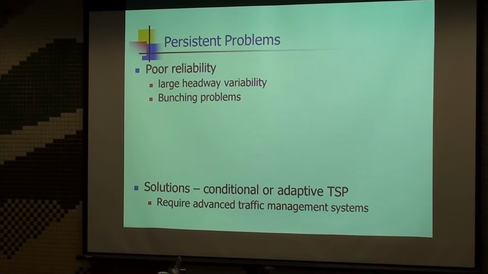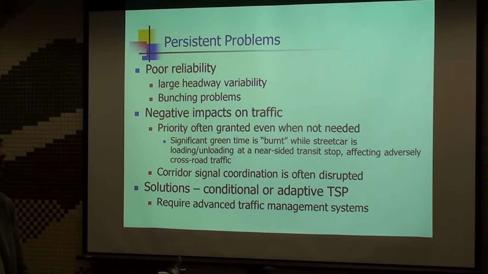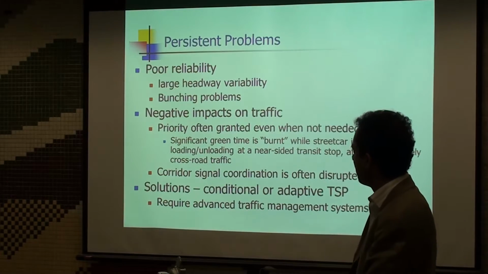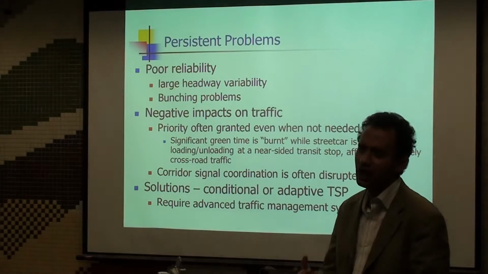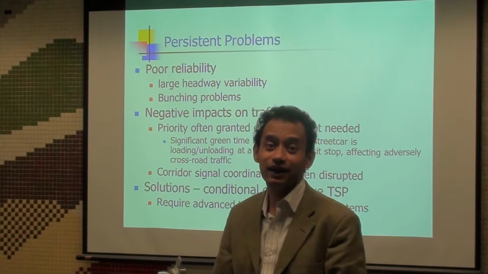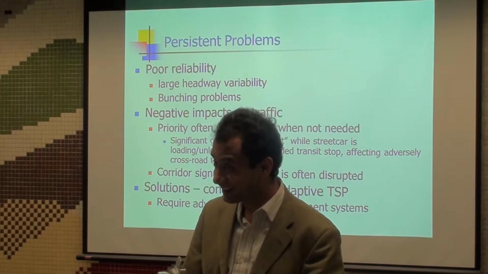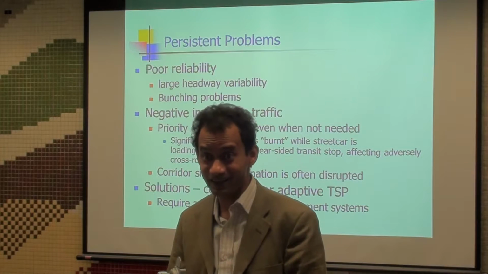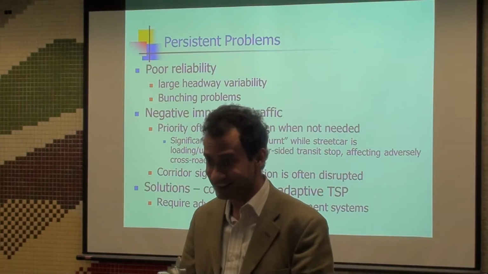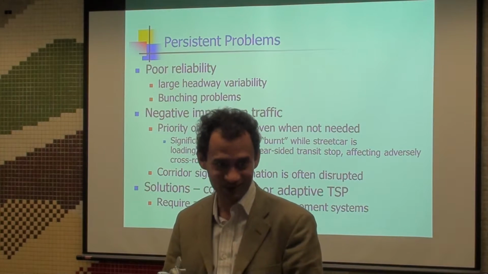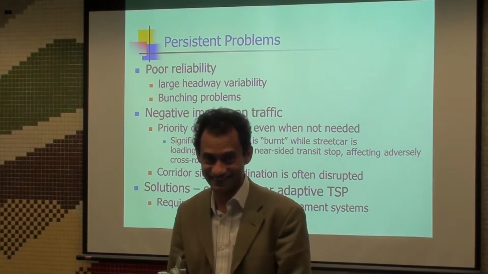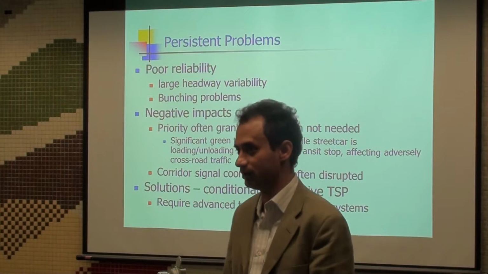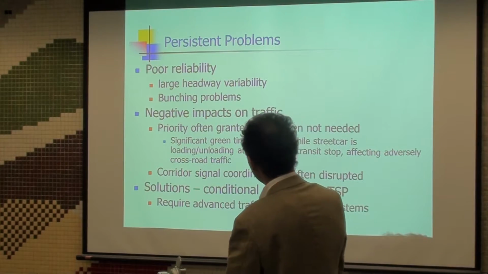Now, I think we still have reliability issues, large headway variability, and issues with side street traffic, the car traffic, because when you are giving priority extension for buses, there is always a trade-off. It's all about decision making. So traffic will usually get disrupted.